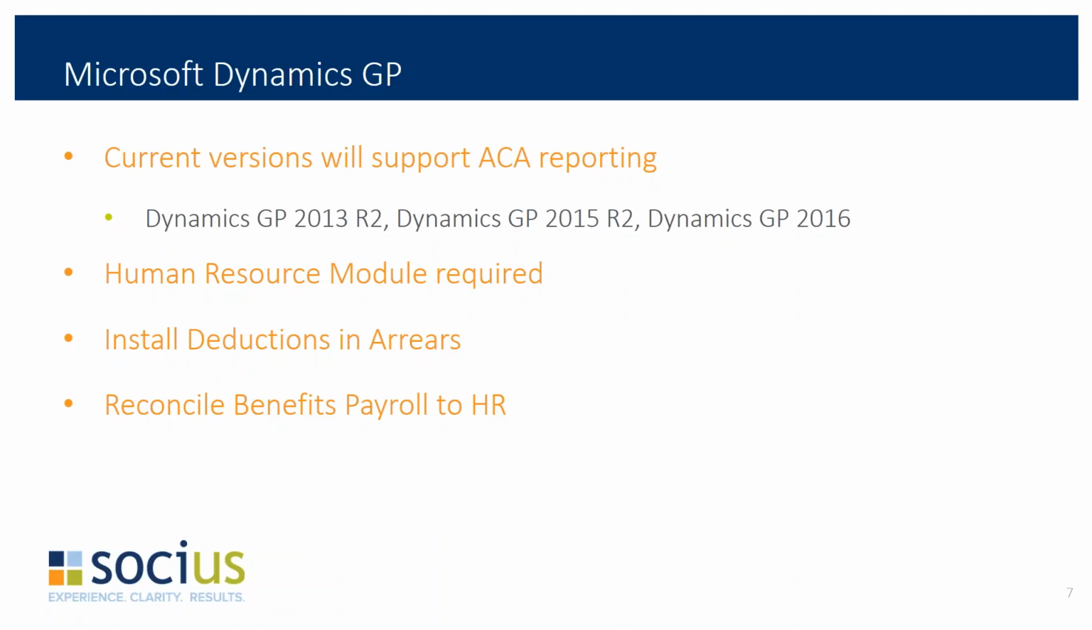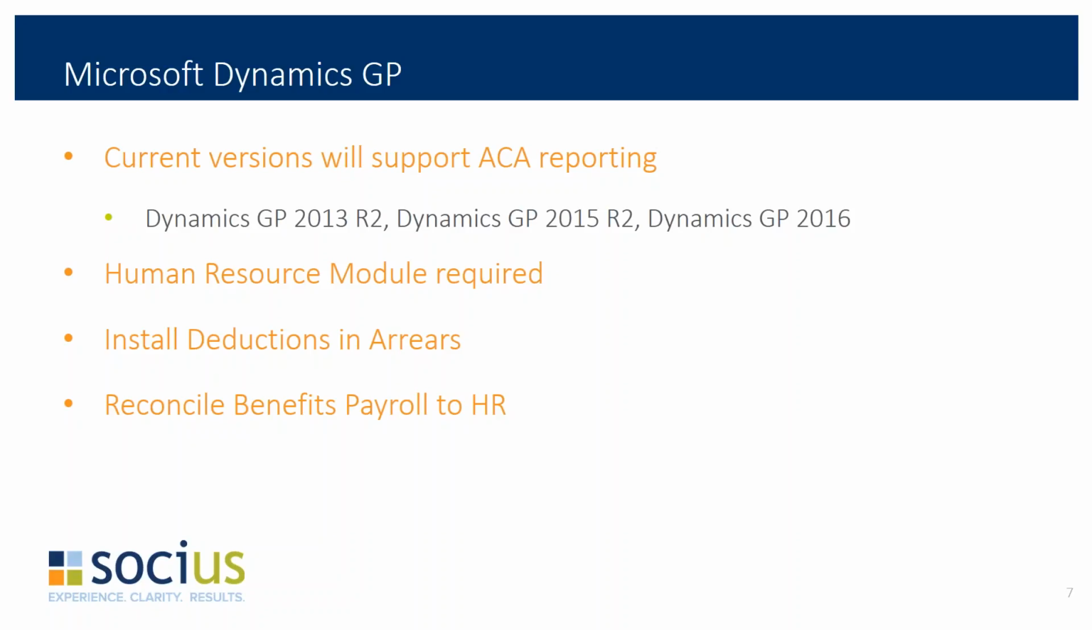One of the other requirements in order to get the full ACA compliance reporting is that two modules are installed. One is the Human Resource module. A lot of the data that is pulled into GP for ACA compliance and ACA reporting is based on human resource information. Even if you're not using the full-blown capabilities of human resources within Dynamics GP, both of these modules will need to be installed.